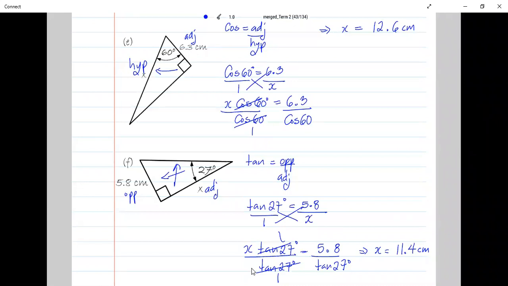Ladies and gentlemen, the trig ratios may be used to find the length of an unknown side of a right angle triangle. In the next section, we'll look at how to use the trig ratios to find the size of an unknown angle of a right angle triangle.